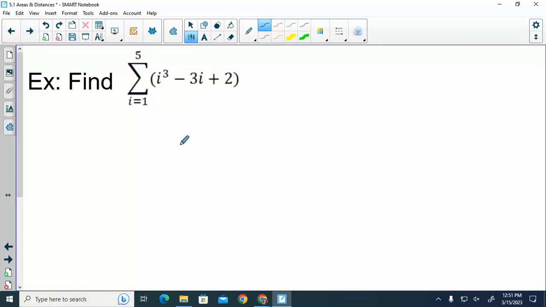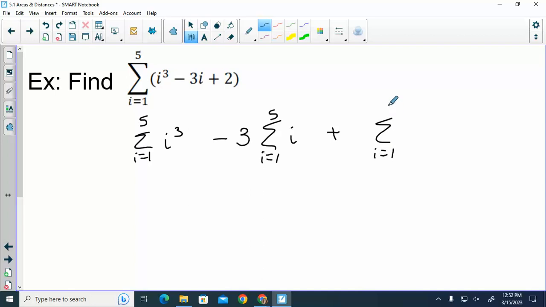Alright. Do you guys think we can try this one, or should we do one more together first? We'll do this one together, and then you can try the next one. So, when I do this, I can do the sum of each piece separately. So it's the sum from 1 to 5 of i cubed, minus 3 times the sum from 1 to 5 of i, plus the sum from 1 to 5 of 2. Alright, so my i cubed formula, what is it?